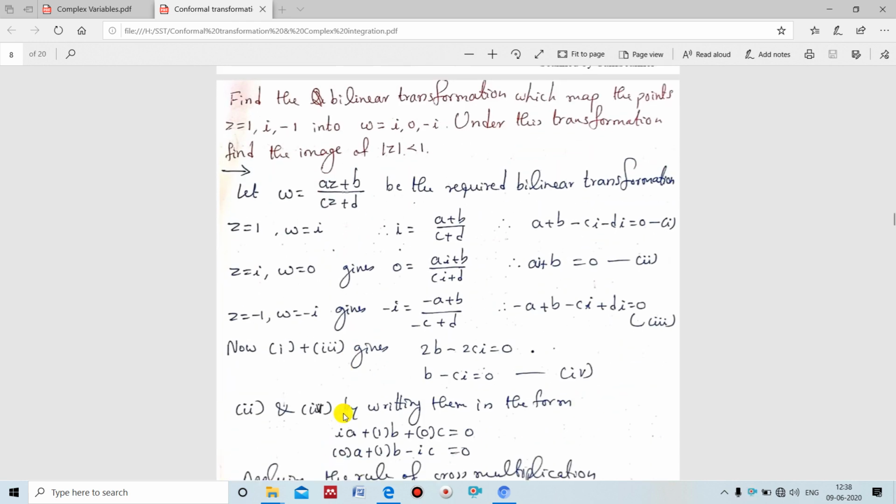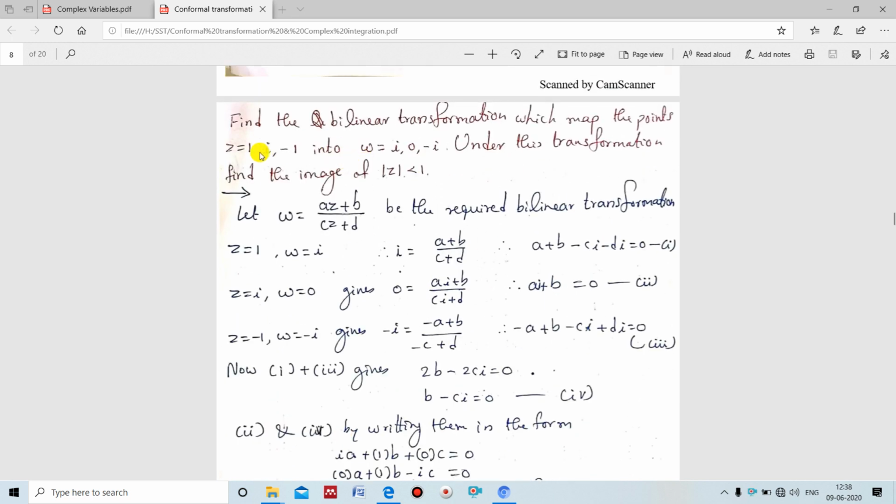Find the bilinear transformation which maps the points z is equal to 1, i, minus 1 into w is equal to i, 0, minus i. Under the transformation, find the image of mod of z is less than 1. So let w is equal to az plus b divided by cz plus d be the required bilinear transformation.